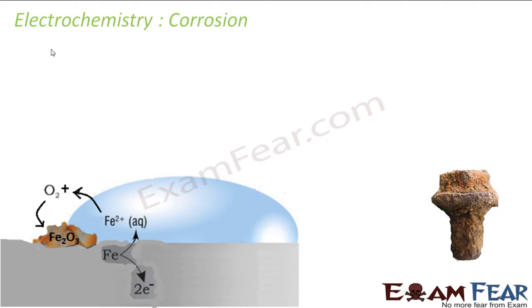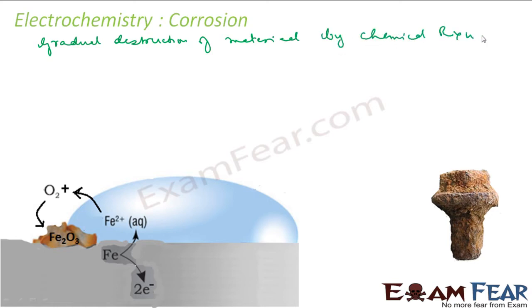Let me write once again. It is nothing but the gradual destruction of material by chemical reaction, and this chemical reaction happens in the environment on its own. This doesn't happen in the labs. They do happen in the lab also, but they happen in the environment. Right? It's electrochemical oxidation of metal.